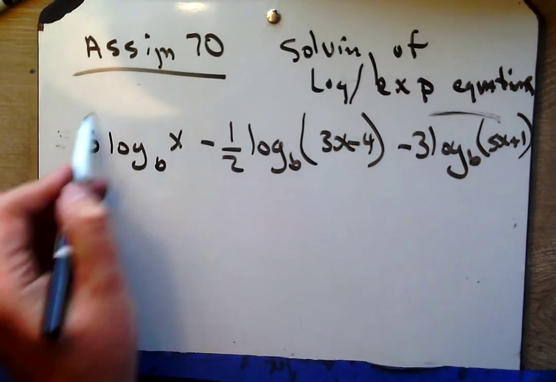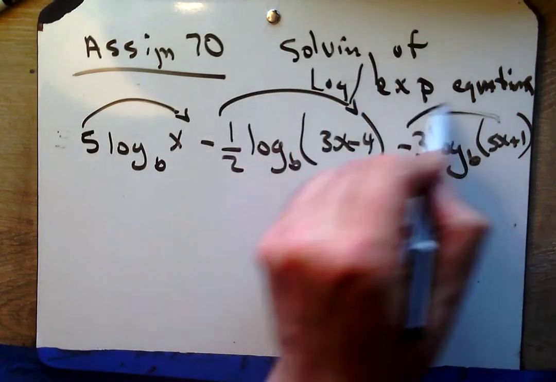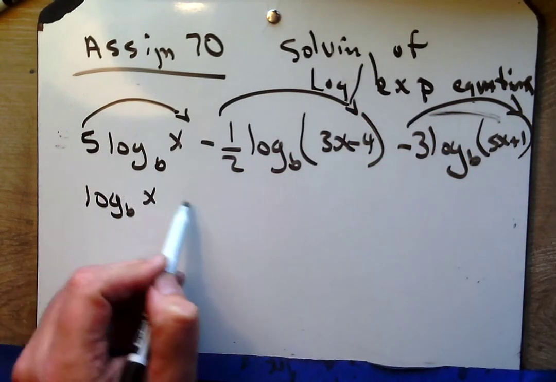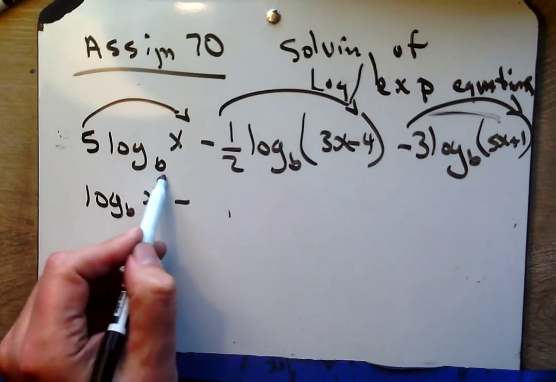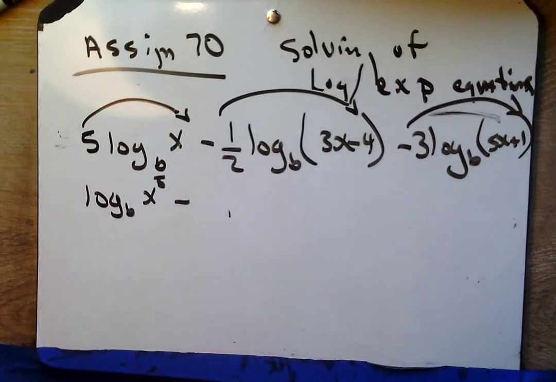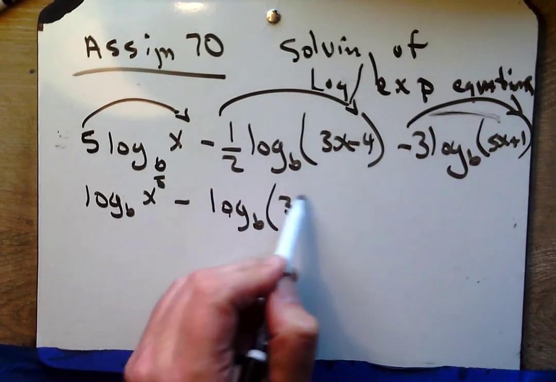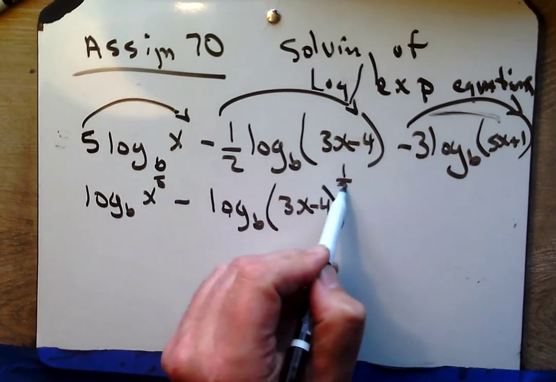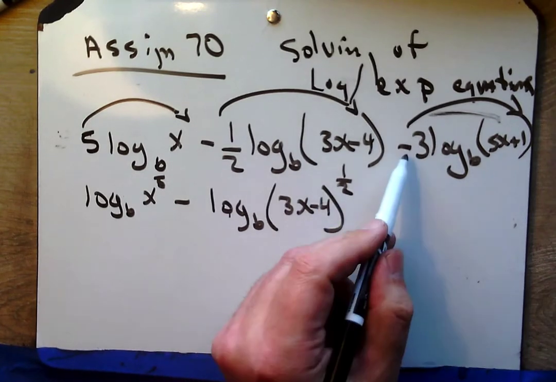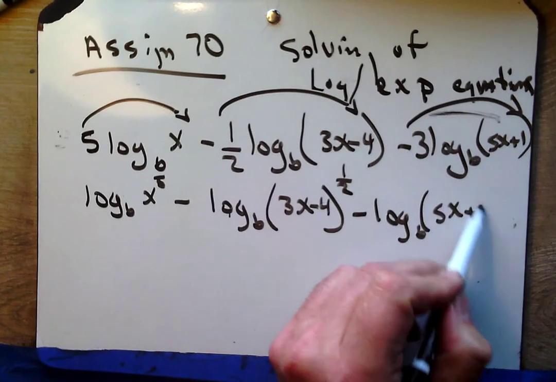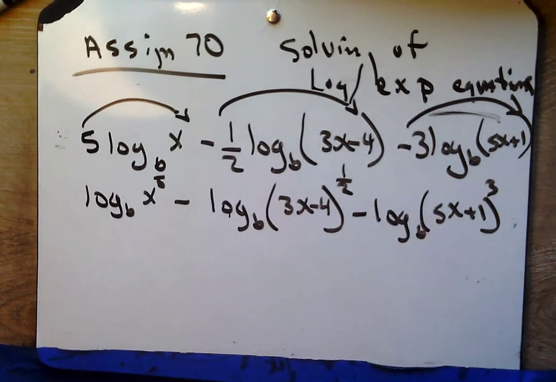So, I hope you brought the powers up first. So we've got log base b of x to the 5th, and we've got log base b of 3x minus 4 to the 1/2, and then finally minus log base b of 5x plus 1 raised to the 3rd.